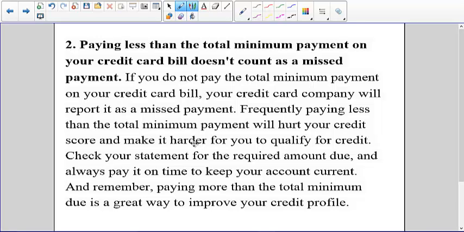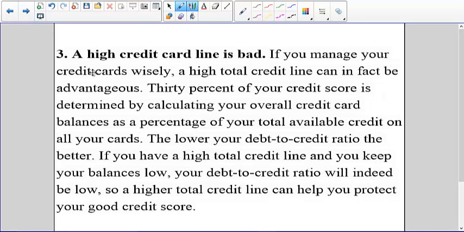I don't know. Paying more than the total minimum due is a great way to improve your credit score. Okay. So it says a high credit card line is bad. So again, these are myths. If you manage your credit cards wisely, a total high credit line can in fact be advantageous. 30% of your credit score is determined by calculating your overall credit balance as a percentage of your total available credit on your cards. The lower your debt to credit ratio, the better.